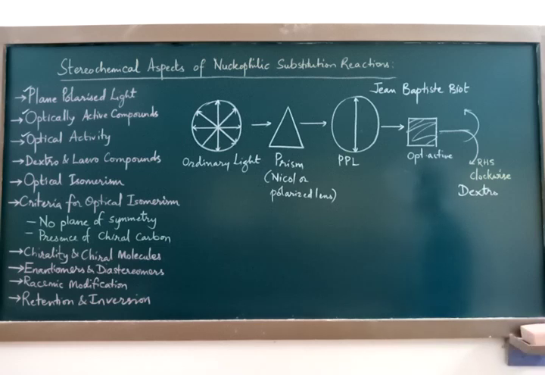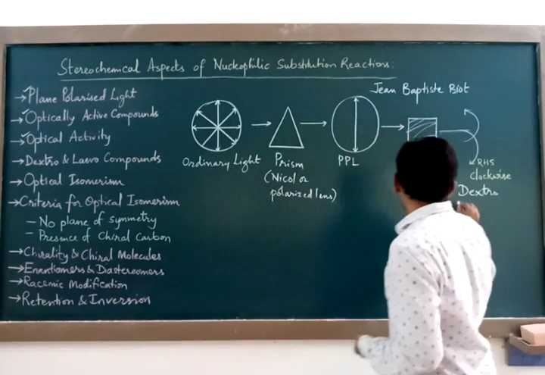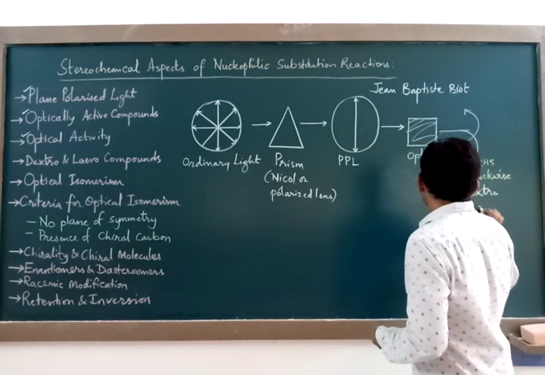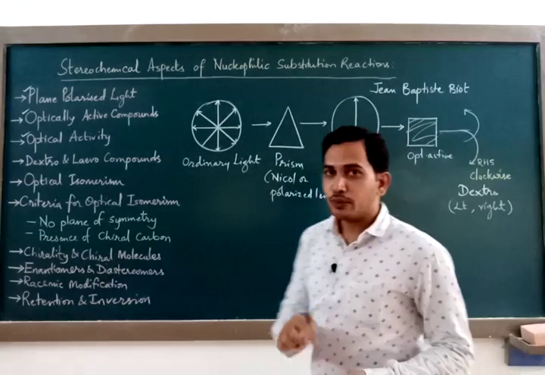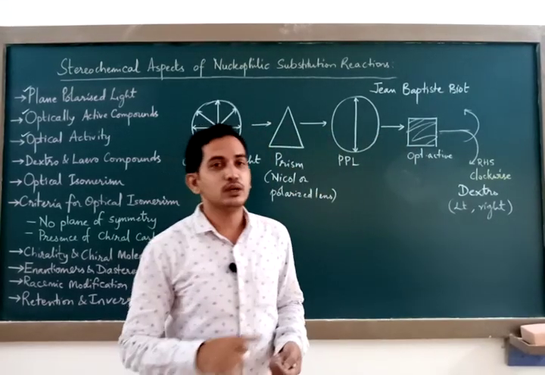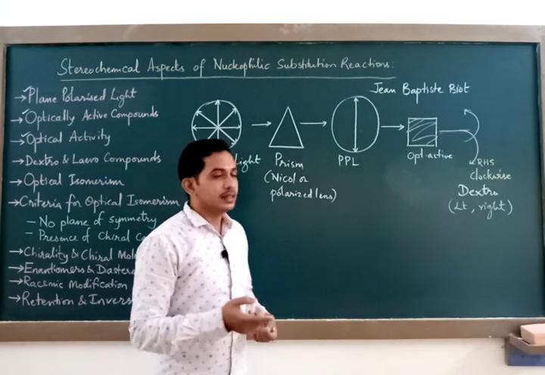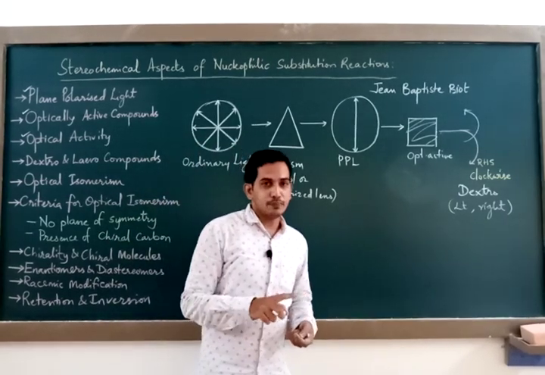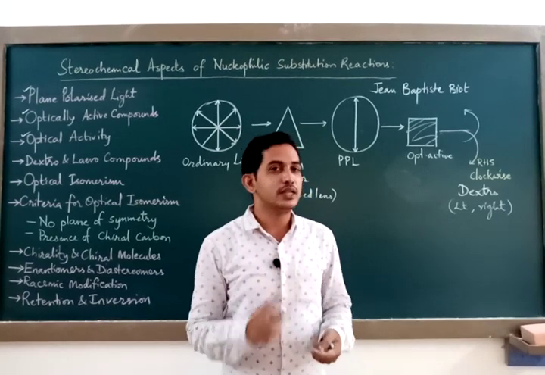This rotation is called dextro rotation. Dexter, in Latin, means right. Therefore, if an organic compound rotates the plane polarized light to the right hand side or in clockwise direction, then such optically active organic compounds are called dextro compounds.